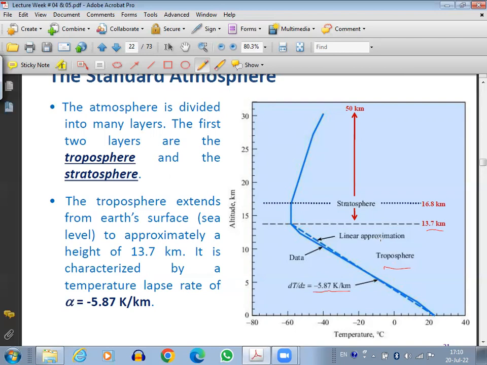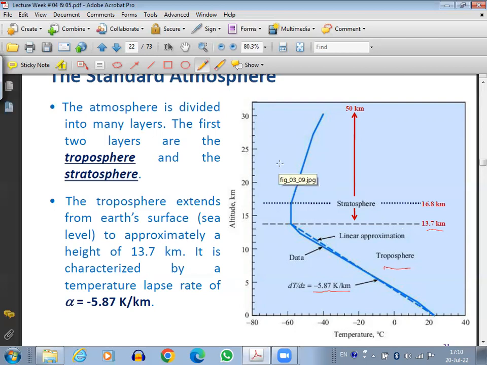Now within the stratosphere, there is a specific range from 13.7 kilometers to 16.8 kilometers where there is no change in temperature. So the temperature remains fixed. And after that, there is a slight increase in temperature.